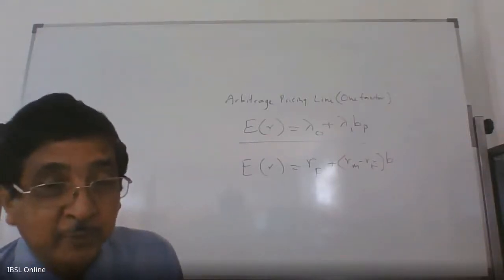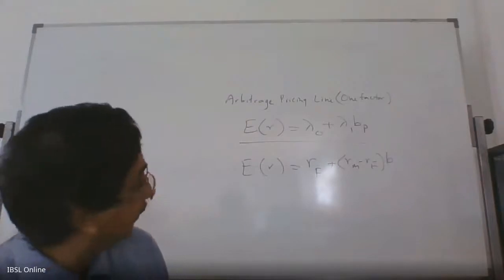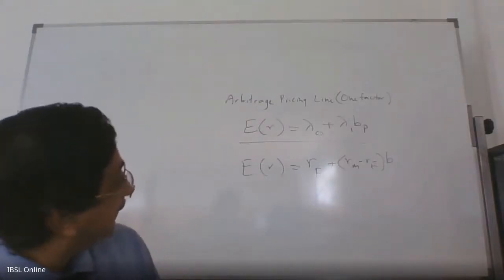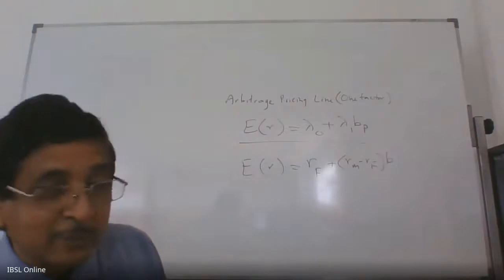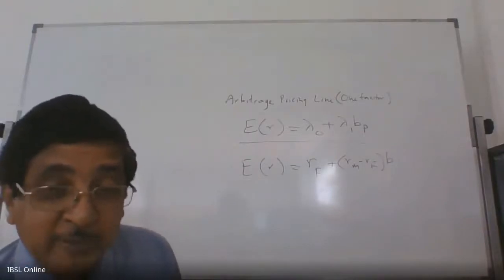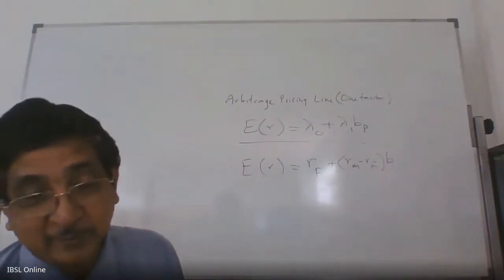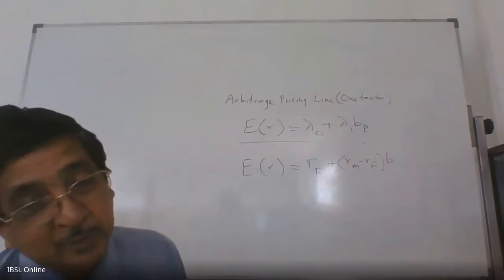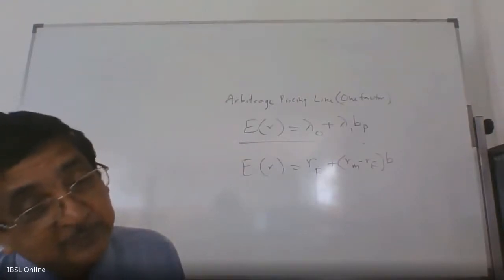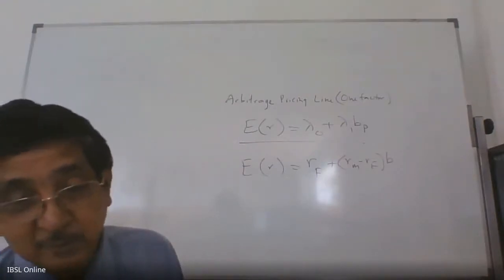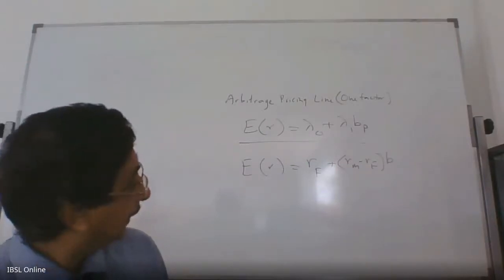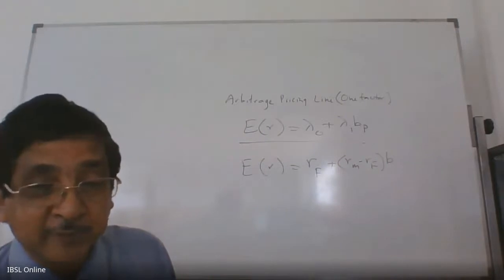Now, if I want to have two factors here, what we can do is, you can say ER is equal to lambda 0 plus lambda 1 BP plus lambda 2 BQ or something like that. That is a two factor model. Likewise, you can have any number of factors within the arbitrage pricing equation. Right. So this is the explanation we give for this.